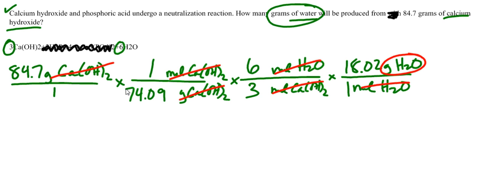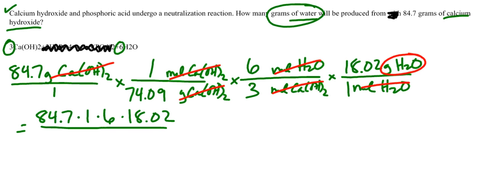So I write this out: 84.7 times 1 times 6 times 18.02. Right away I know I'm going to have 3 sig figs in my numerator, because of the 84.7. And then I have 1 times 74.09 times 3 times 1 in the denominator. Down here I'm going to have 4 sig figs with the molar mass.